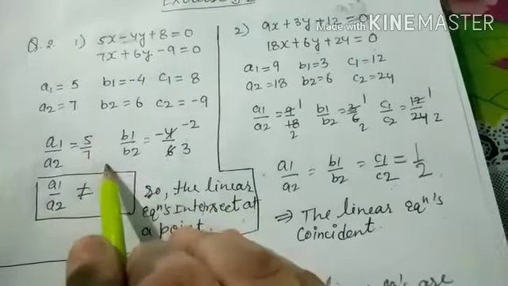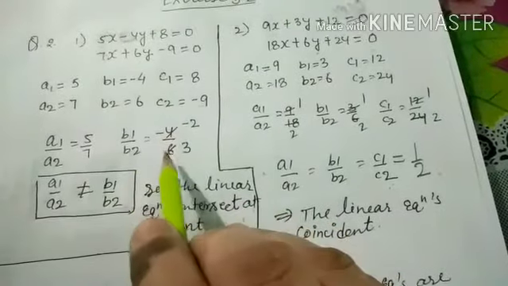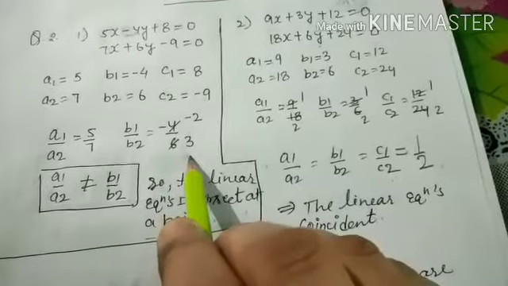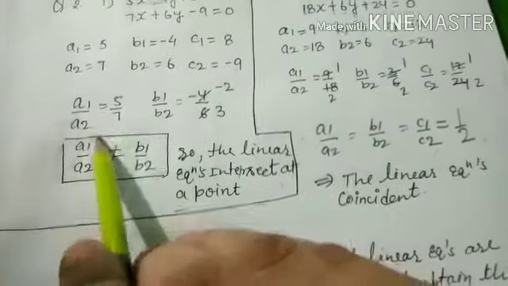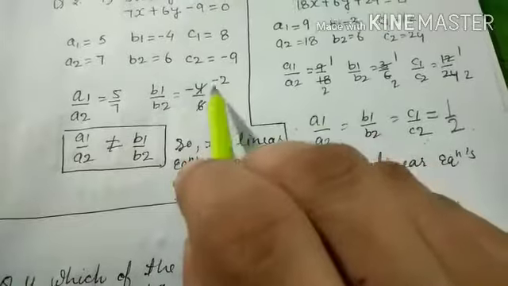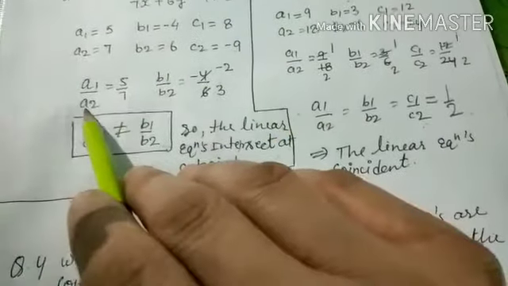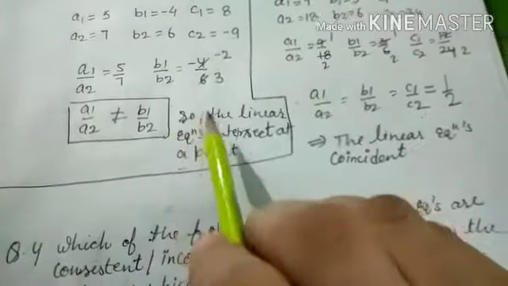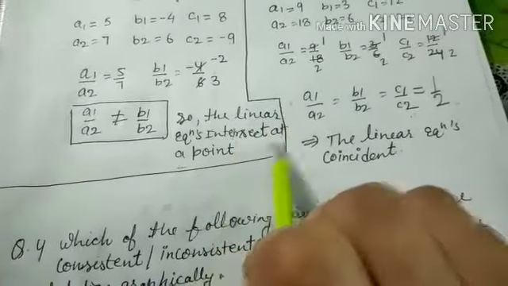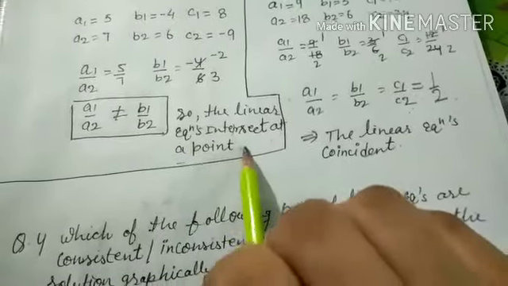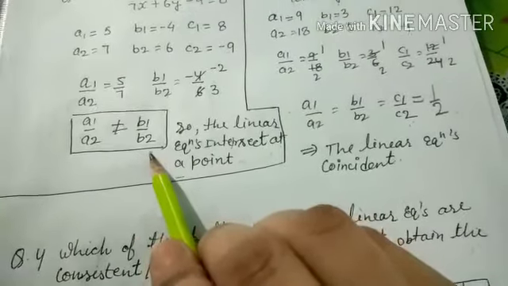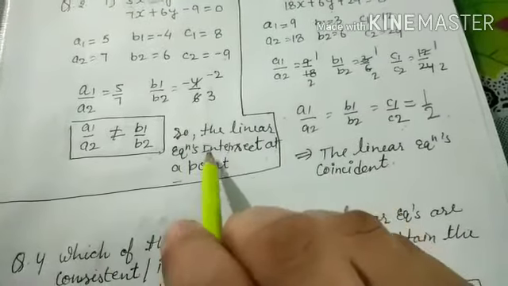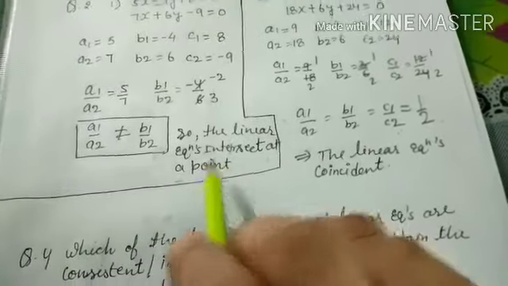a1/a2 is equal to 5 upon 7, b1/b2 is equal to minus 4 upon 6, which cut by 2 gives minus 2 upon 3. So the ratio of a1/a2 is 5 upon 7, and the ratio of b1/b2 is minus 2 upon 3. a1/a2 is not equal to b1/b2 because both ratios are different. So the linear equations intersect at a point, as we told in our three cases. The first case: both these lines will intersect at a point.